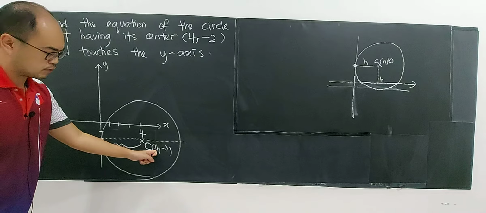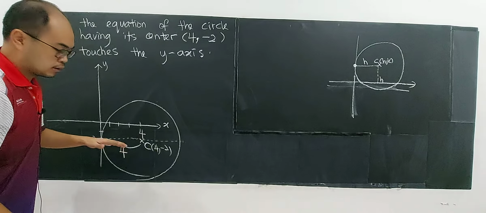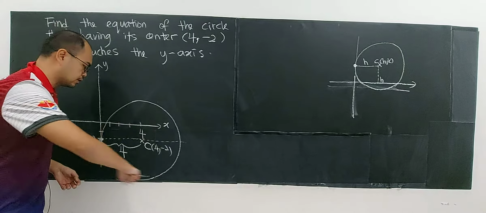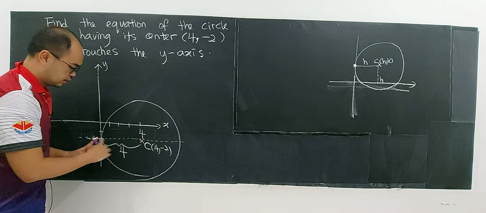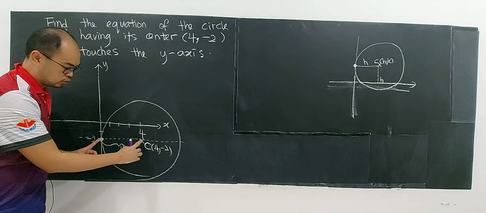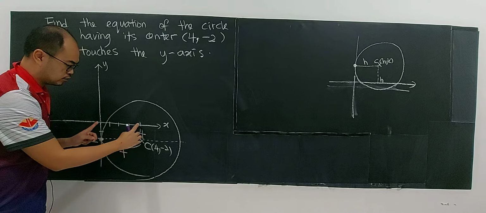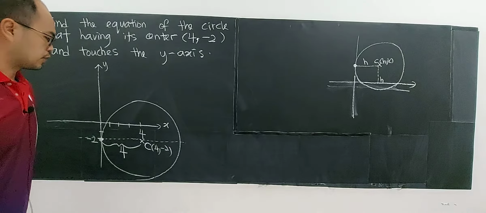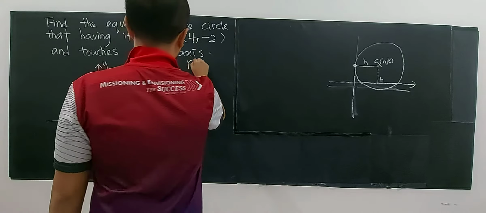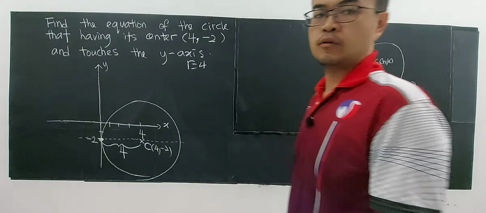So we're using the x value here, right? Why can we use this? Because the circle touches the y-axis, so it happens to be the distance. This is a point of contact, right? So it is definitely the same length as from 0 up to 4. So then we know that the radius is 4.